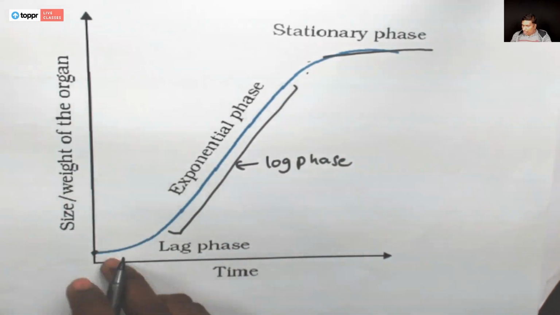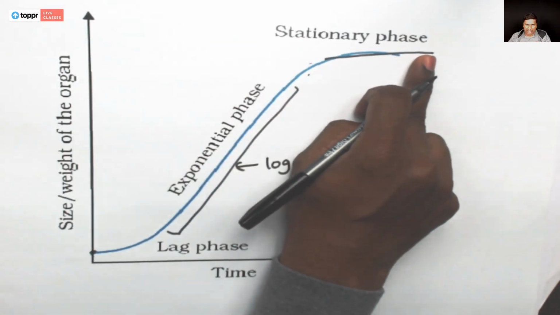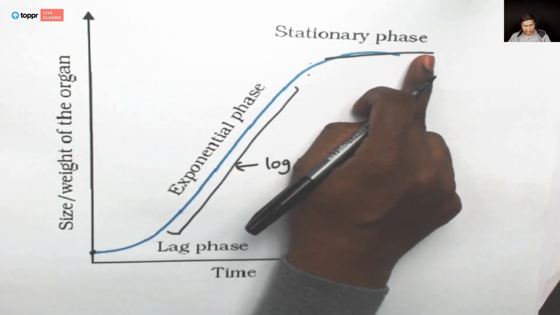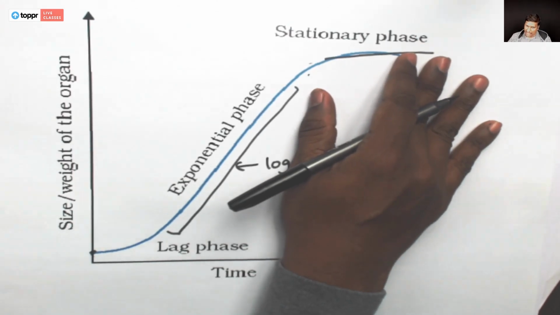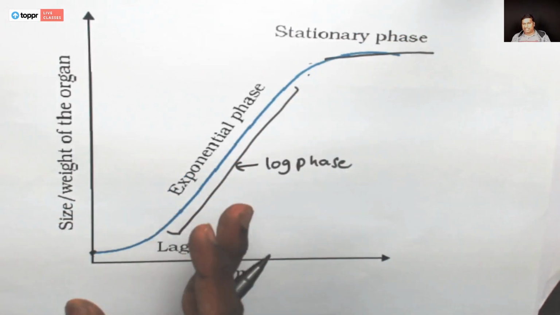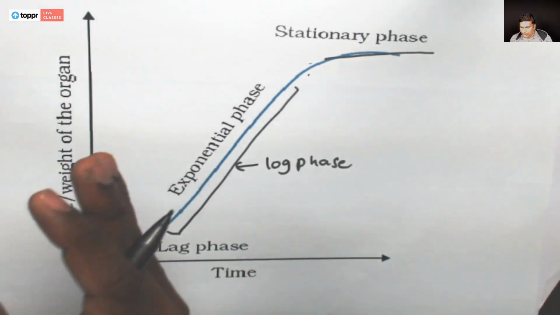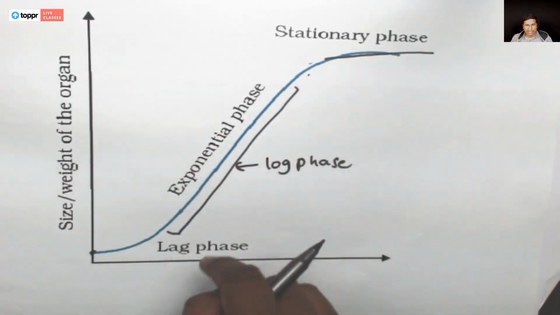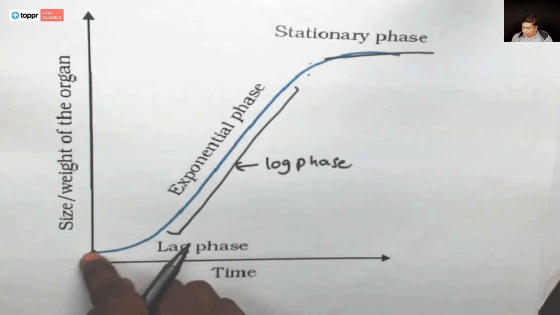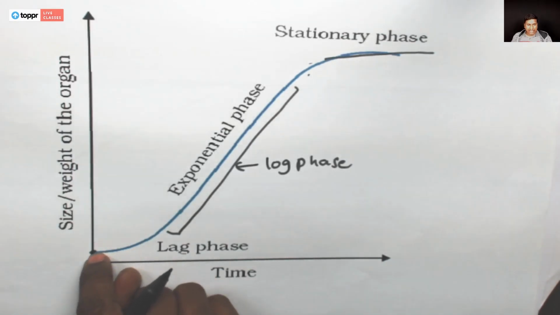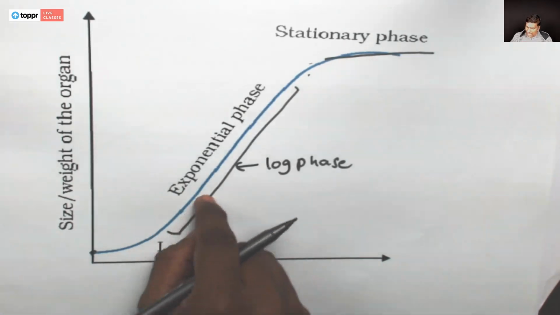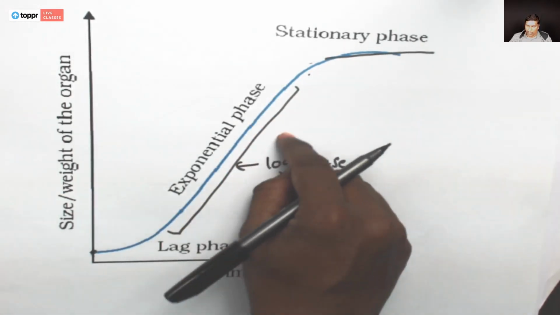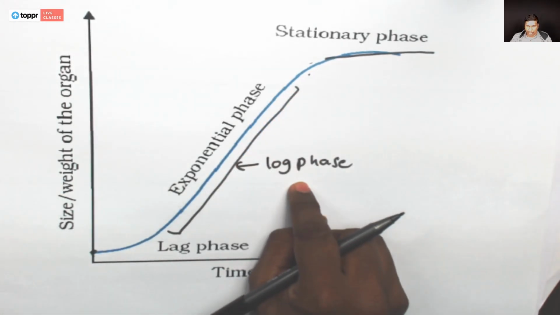Even the plants will show a sigmoidal curve, and all the other tissues, all the organs in the plant, or all the cells in the plant will show a similar growth curve. They'll show an initial lag phase where the growth will be slower, then rapid mitosis will happen and very quick growth will occur, which we call the log phase.